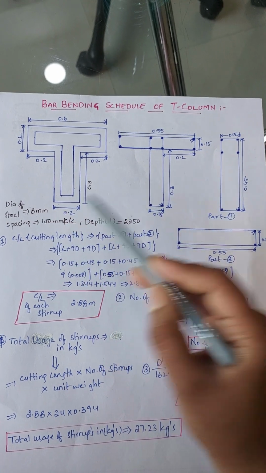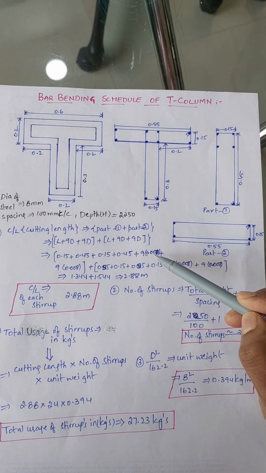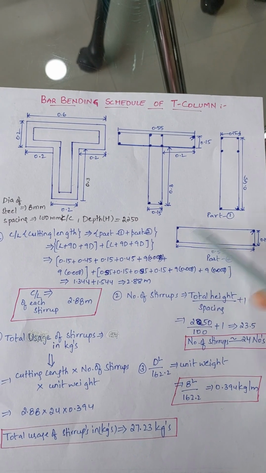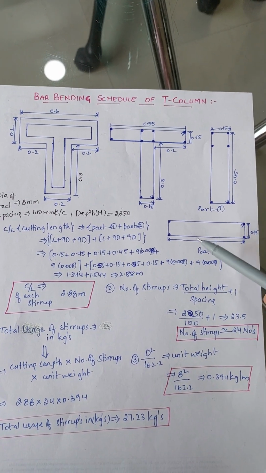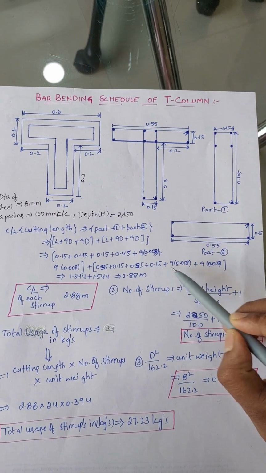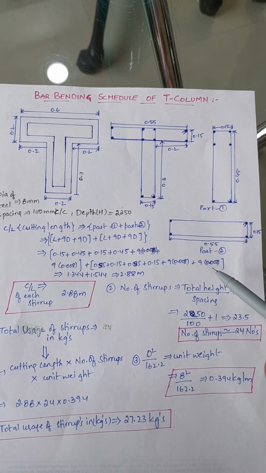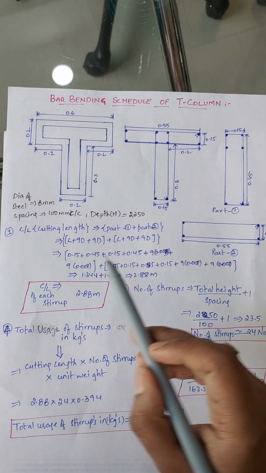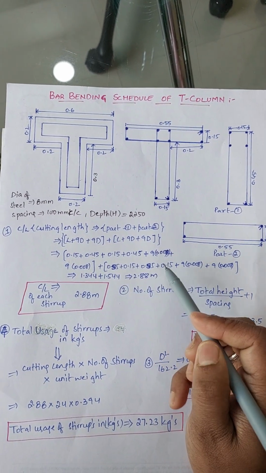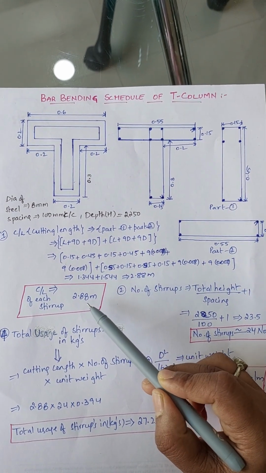So 9D is 9 into D. Here D is 8 mm, and since we have done the calculation in meters, we convert to meters, that is 0.008. So 0.008 plus 9 into 0.008, plus for the other portion the length is 0.55 plus 0.15 plus 0.55 plus 0.15 plus 9 into 0.008 plus 9 into 0.008, where 8 is the diameter of the steel. After calculating this we will get 1.344 plus 1.554, which is 2.88 meters. This is the cutting length of one stirrup.